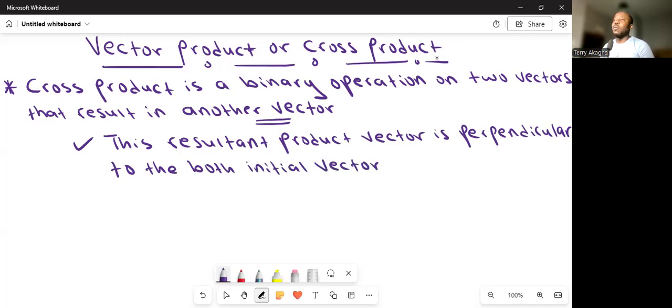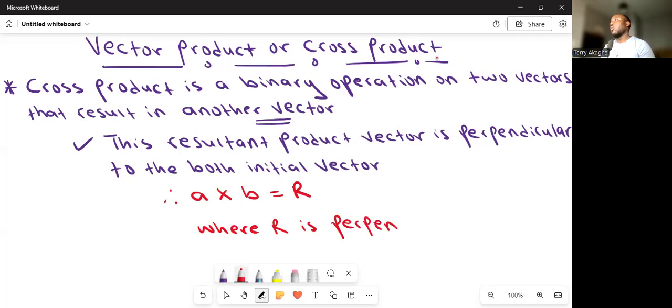Okay, so therefore we can now say when you have a product A cross B, you represent it like this, and it is going to give us a resultant R. So we already know that R is perpendicular to both A and B. All right, so let's do this now.